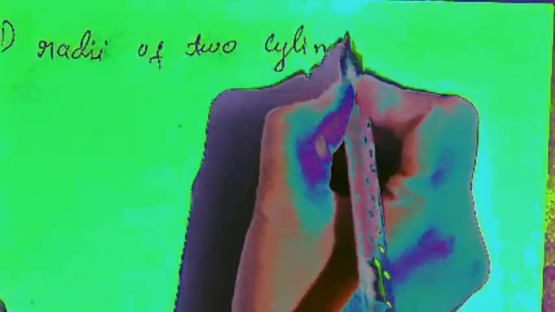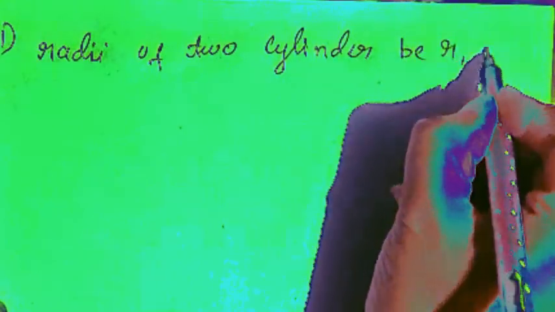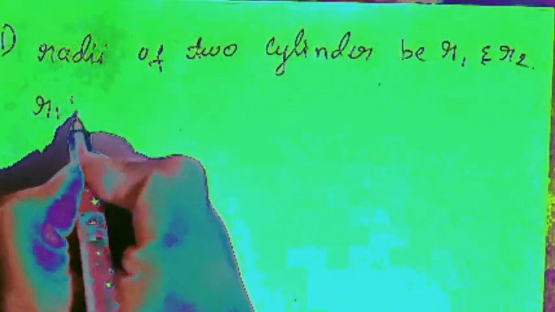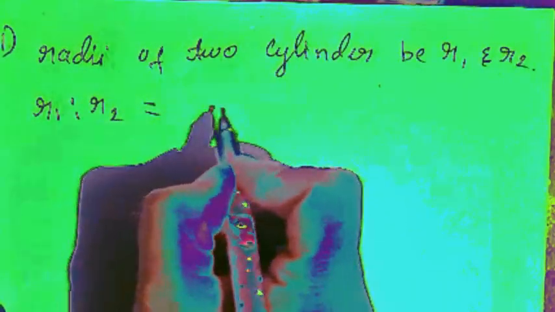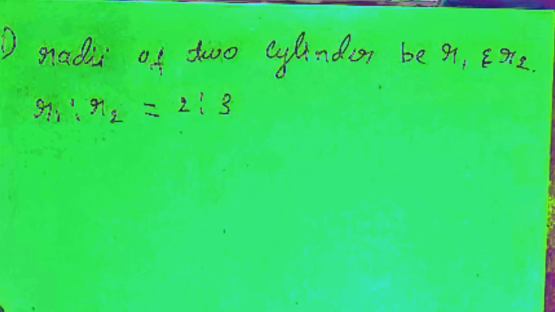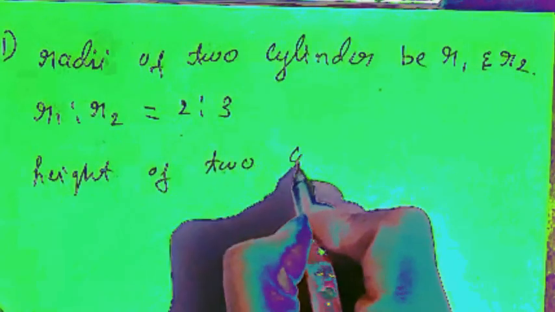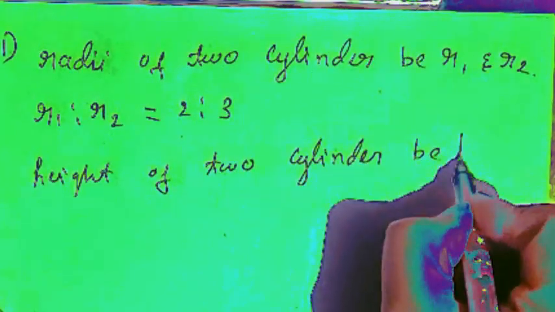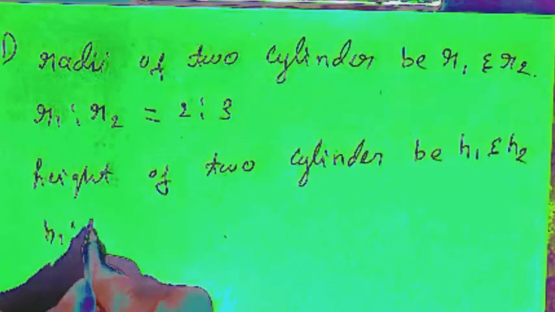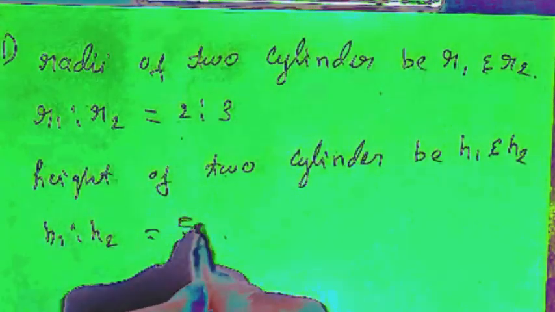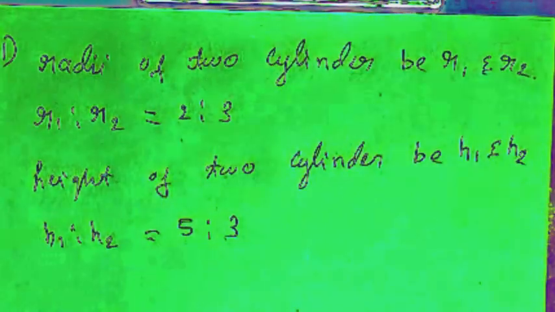So first, what is given? The radii of the two cylinders, let them be R1 and R2. We write in ratio form R1 is to R2 equal to 2:3, and the heights of the two cylinders be H1 and H2. Write in ratio form H1 is to H2 equal to 5:3. Using these two data, we have to find the volume of the cylinder.